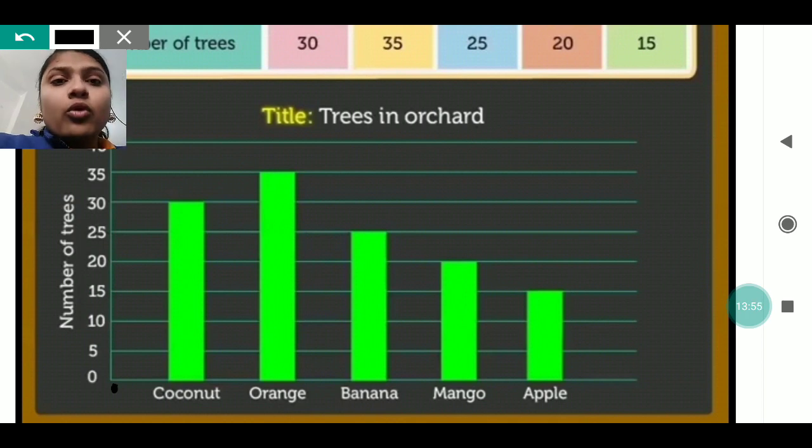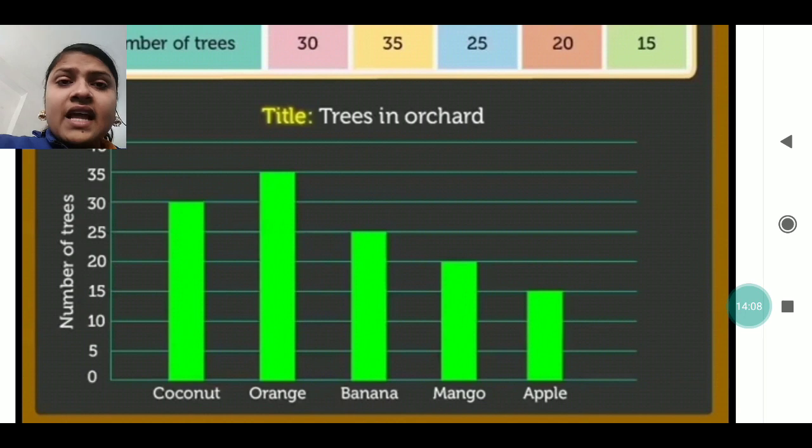You can take more also. It depends on what the question is asking or what has been given. And these are the vertical bars which I have drawn here for representing the different kinds of fruit: coconuts, oranges, bananas, mangoes and apples.